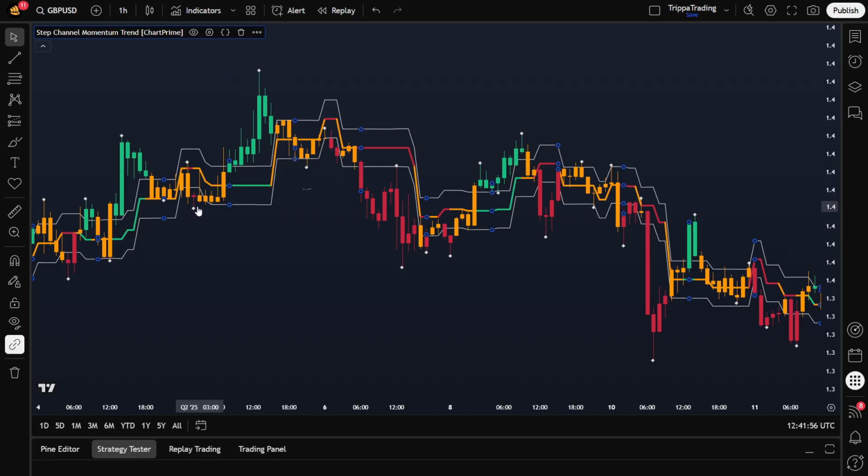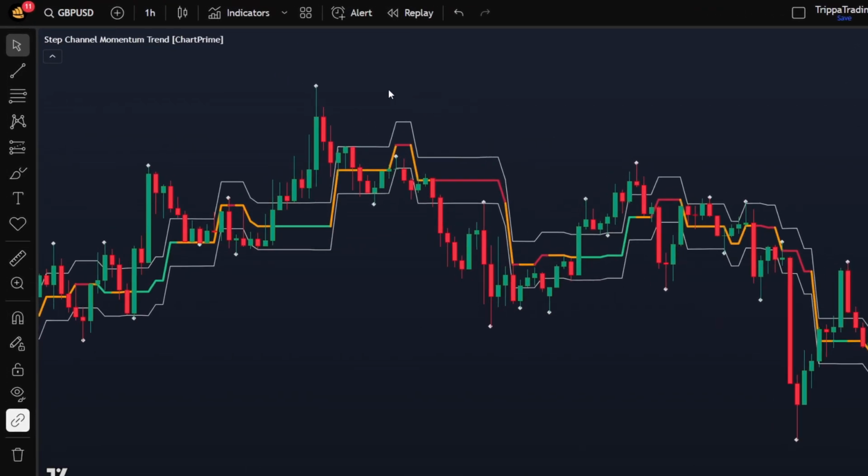You'll also notice small diamond symbols plotted on the chart at pivot points. These mark the exact moments where the midline recalculates and snaps to a new level, which can give you a clear view of when the market confirms a new structure. Before we get into strategies, let's quickly look at the settings.